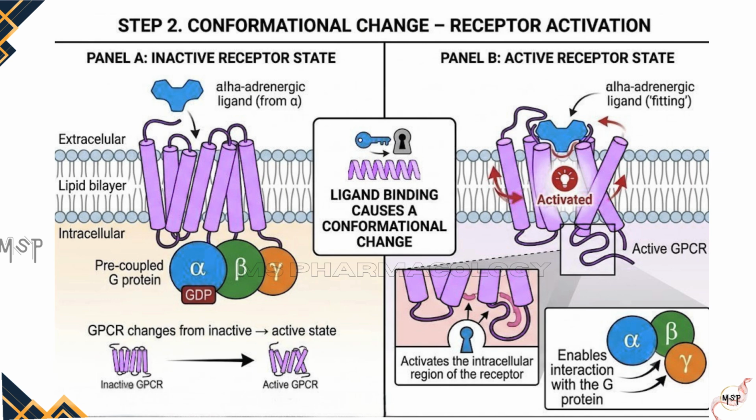Step 2. Conformational change, receptor activation. Once the ligand binds, the GPCR undergoes a structural rearrangement known as a conformational change. Although the receptor remains in the membrane, its shape changes significantly. This conformational change is especially important on the intracellular side of the receptor, where it creates an activated surface capable of interacting with the G protein. In simple terms, ligand binding changes the receptor from an inactive state to an active state.